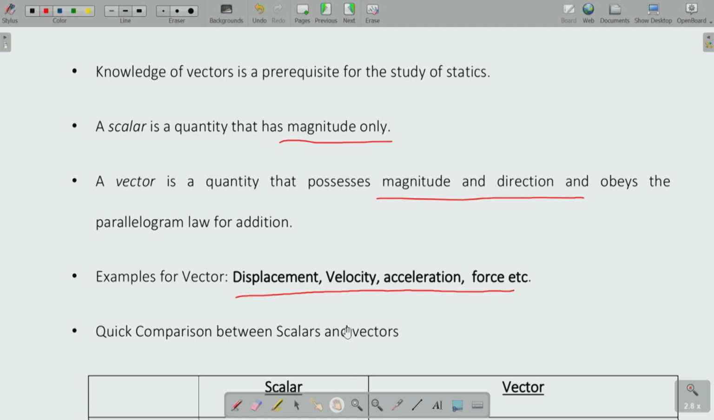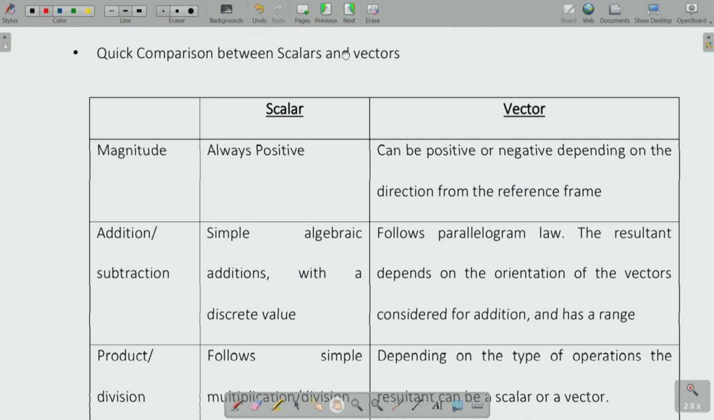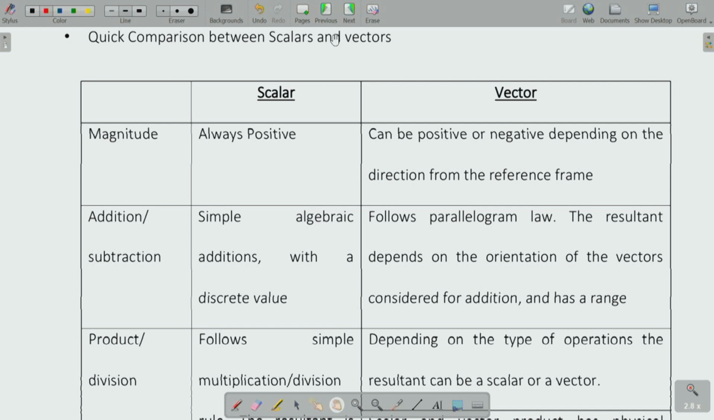I'm sure the students should have a good knowledge of what scalars and vectors are. We'll quickly run through a comparison between a scalar and a vector. I've put it in a small tabulated form so that it becomes easy for you to grasp. Scalar quantities are always positive, while vectors can be positive or negative depending upon the frame of reference. To give you an example, distance is a scalar. We say 10 meters or 20 meters, whatever it is, but displacement is a vector. It could be minus 10 meters or 10 meters depending upon in which direction you move from the reference frame.